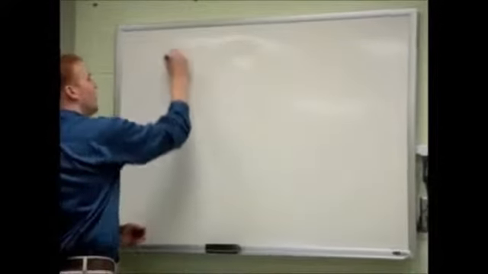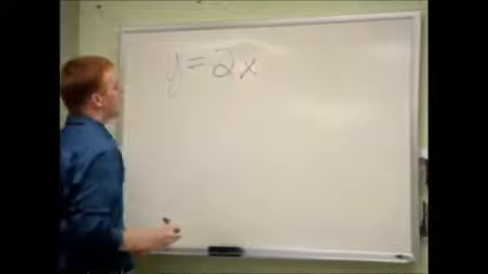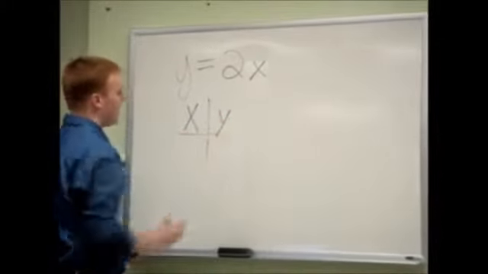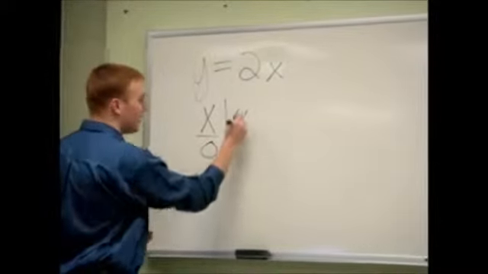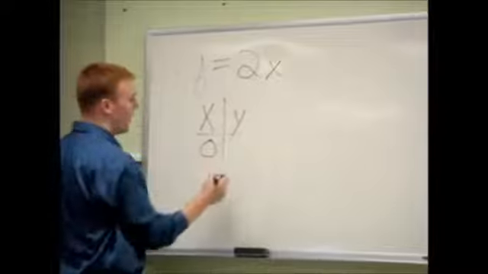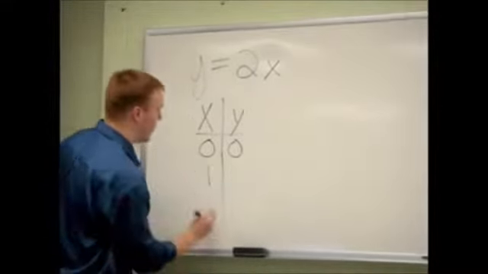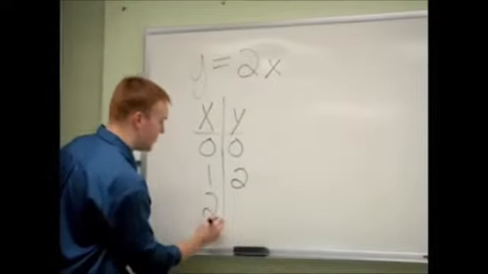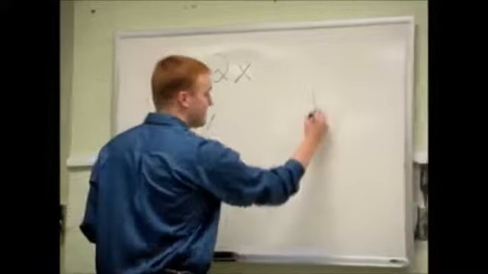Alright, our first equation, we got y equals 2x. Then we're going to make our xy table, and first value of x, we're going to go with a 0, and when x equals 0, the y equals 0 also. And then when x equals 1, y would equal 2, and when x equals 2, y would equal 4. Then we're going to graph this.